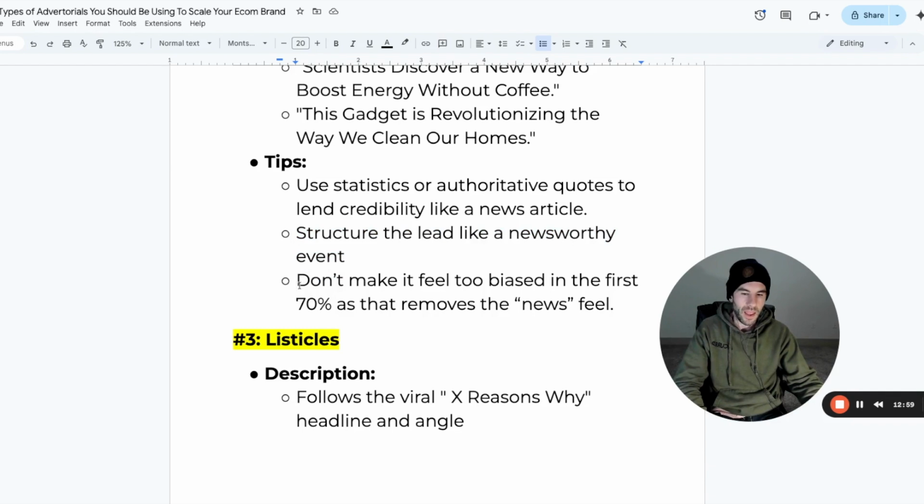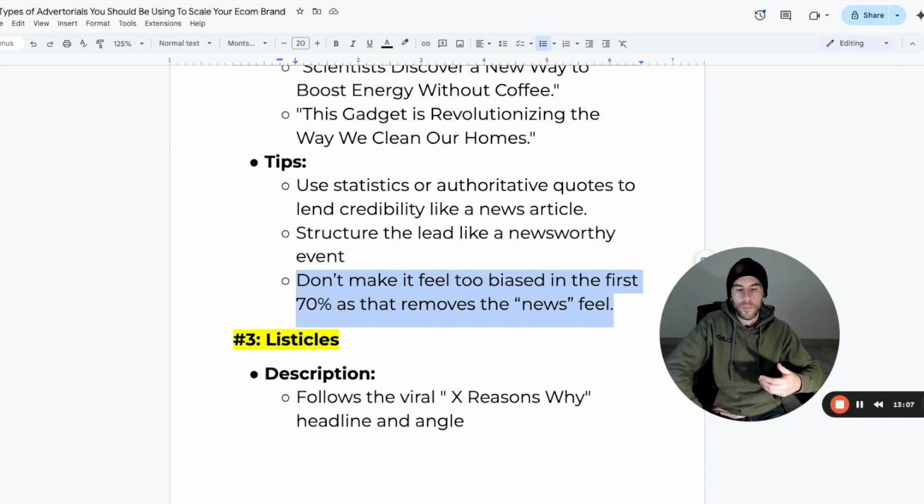And then I mentioned this above, but don't make it feel too biased in the first 70%, as that removes the actual news feel. Like I mentioned, the good rule of thumb in advertorials is 70% education, 30% selling. It's not an exact science. You can play around with that percentage a bit. But if you just go straight in for the sale right away, it's typically going to let people know, hey, this isn't actually a news article. So we want to try to keep that ruse up as long as we can with this style.